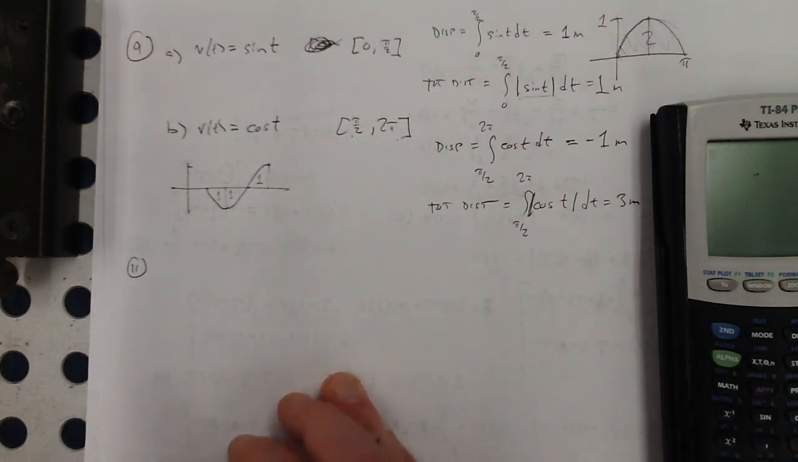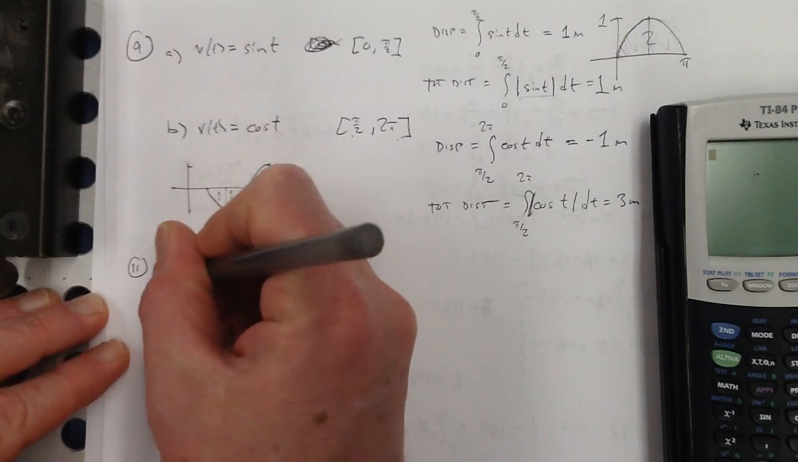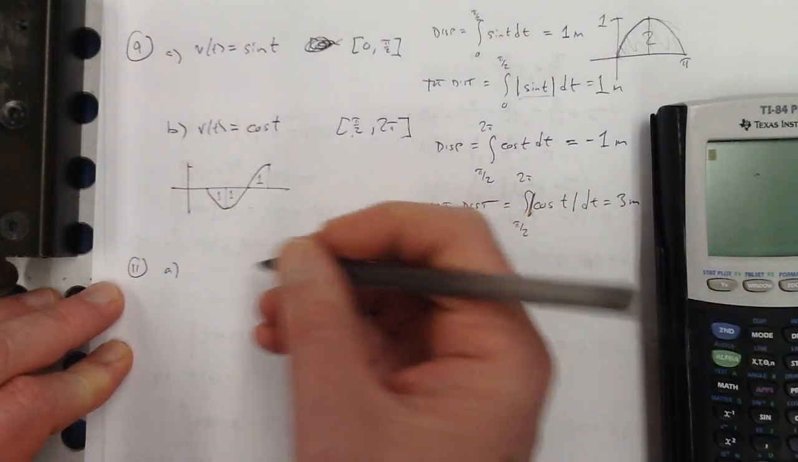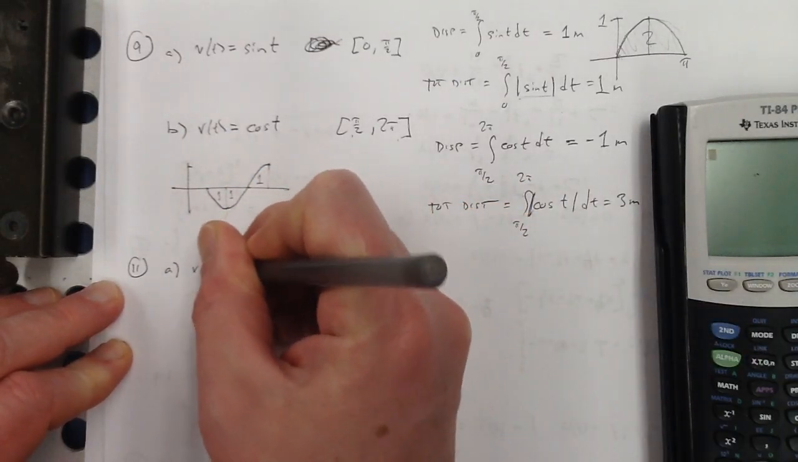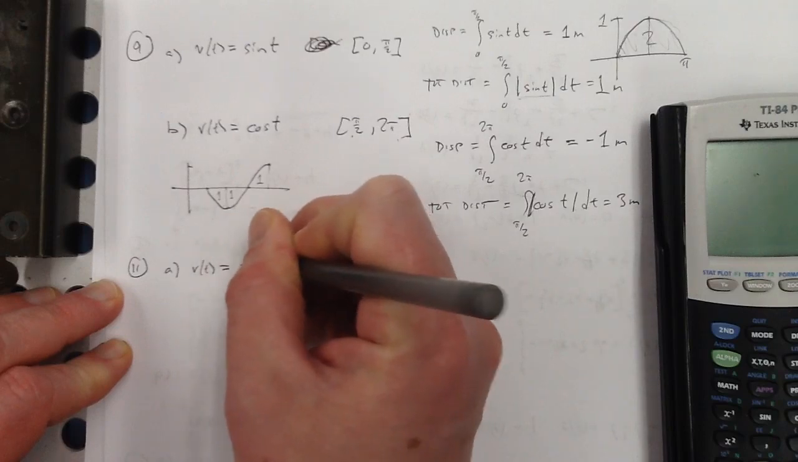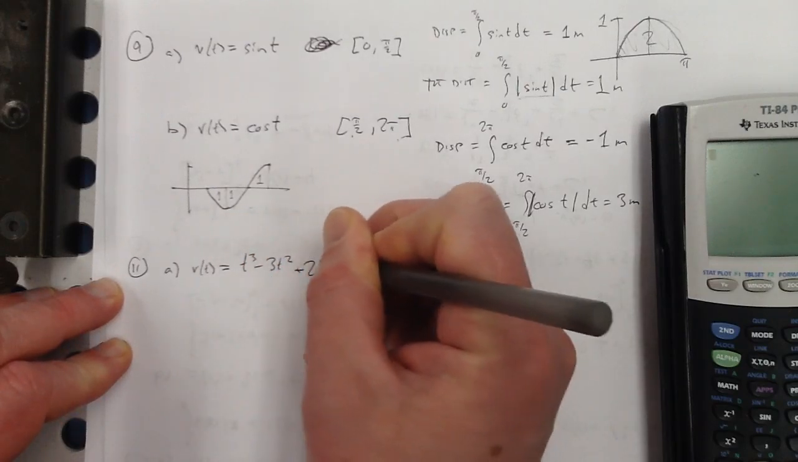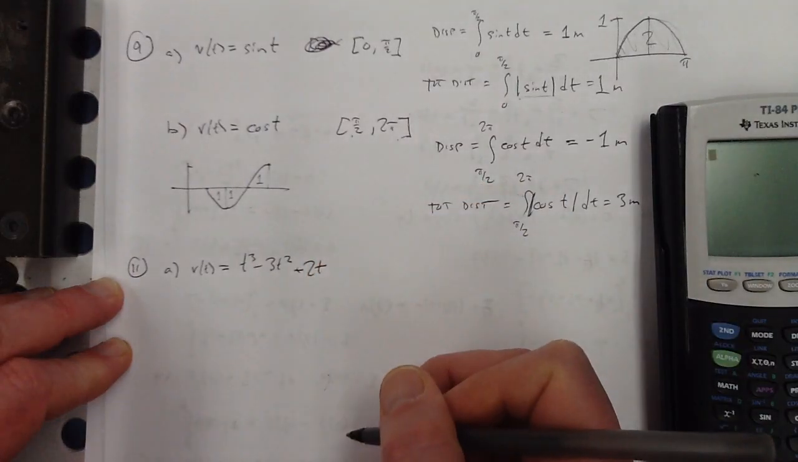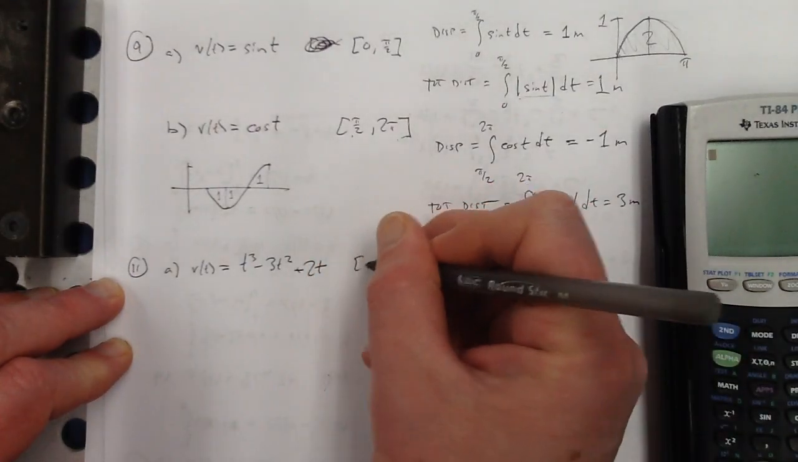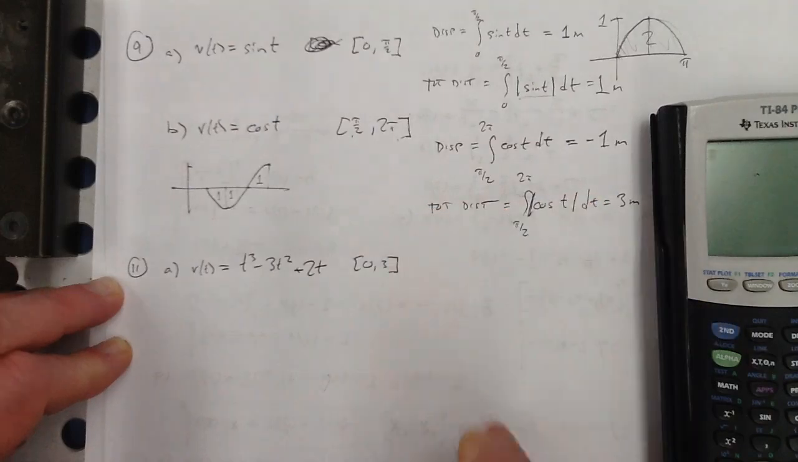Yeah. All right, so 11A, we got, for our velocity function, t cubed minus 3t squared plus 2t, and that's from 0 to 3. That's our interval.